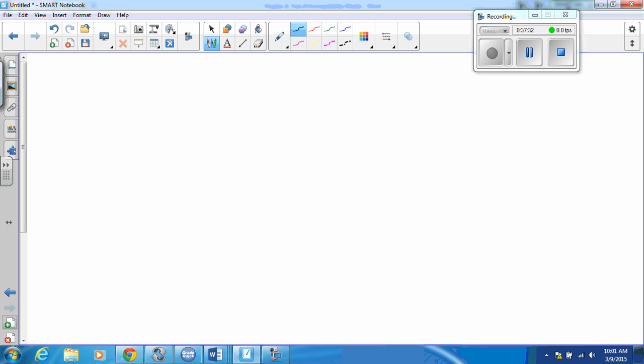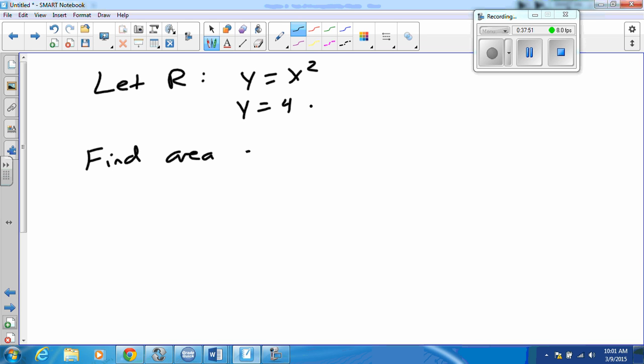Okay, so let's see how some variations can happen here with these. So let's let R be the region that is defined by y equals x squared and y equals 4. And we'll start with the area of R. Go.